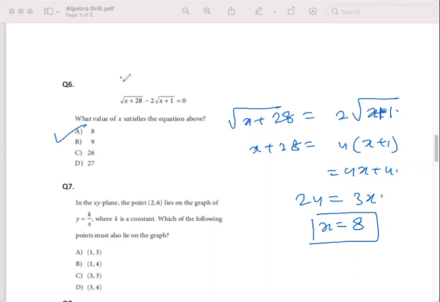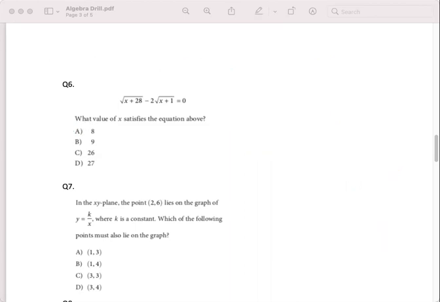If you put 8 in this, this becomes root 36 minus 2 times root 9, which is 6 minus 2 into 3, which is 0. Okay, so that was 6.